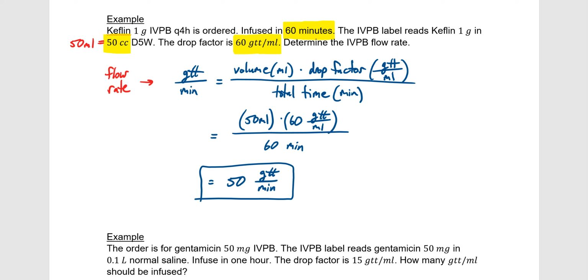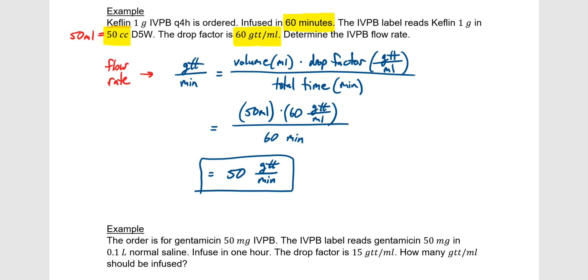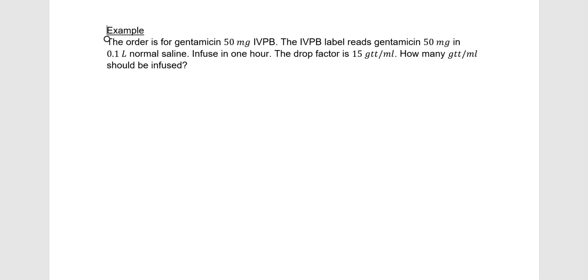Okay, so we end up getting 50 milliliters times 60 drops per milliliter divided by 60 minutes. So this one's kind of nice because the 60s cancel and we're just left with 50. So we have a flow rate for the piggyback of 50 drops per minute. Okay, let's do one more like this before I move on to the last thing.